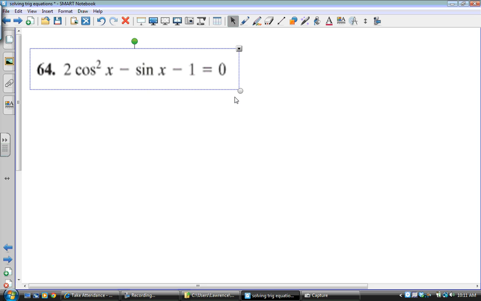Now, let's look at this. If we try to do this one like we did last night's homework, we're going to run into a problem. What's the problem that you see? Yeah, one's cosine and one's sine. If this was cosine right there, we're good. But it's not. So see if you can think about what identity I can use to make them either both sine or both cosine?